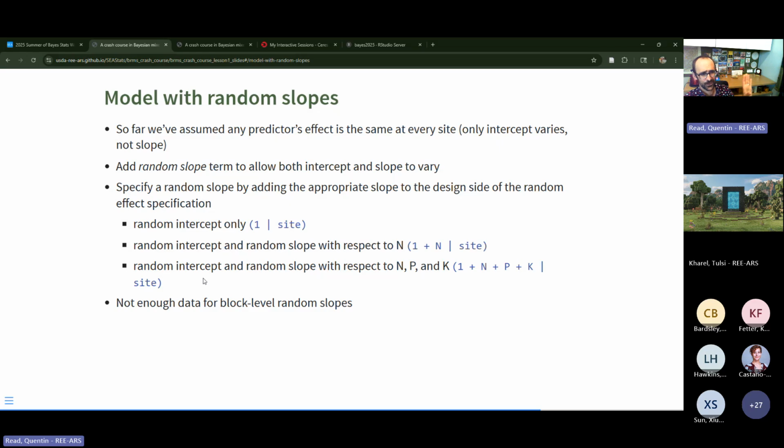Now, I'm only going to do this for site because we don't have enough data to do a random slope for every block. There's only a couple of plots in each block. That's not really enough to look at whether the relative difference between the treatments is different in each block. But sites have replication, so we can put random effects at least on the sites. We're not going to do it for blocks. That would be a little bit overfitting. So we're just going to do it for sites, if that makes sense.